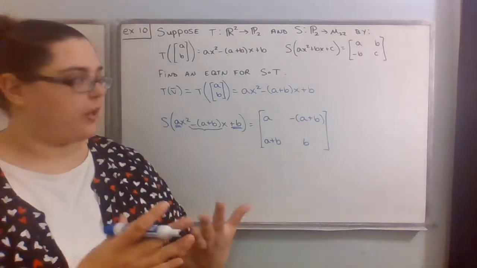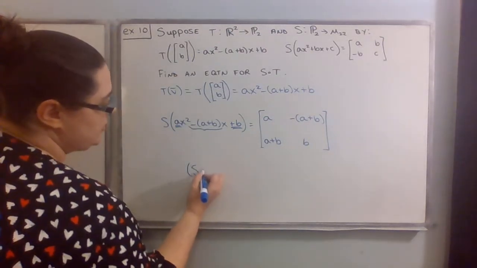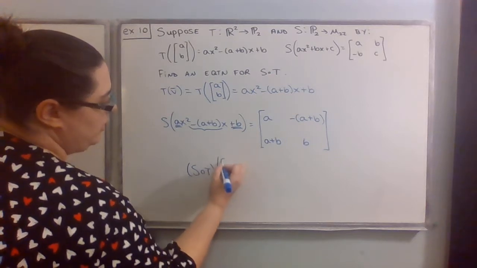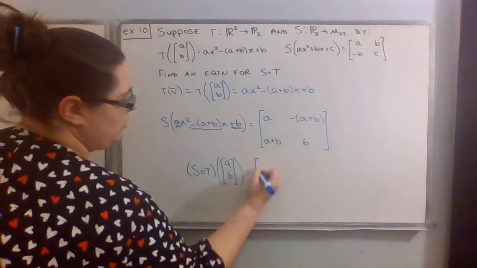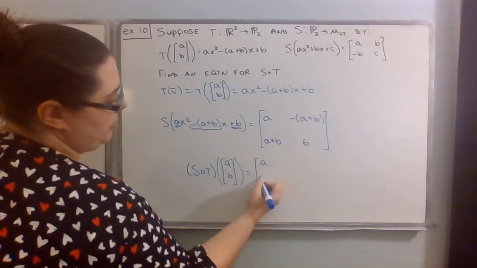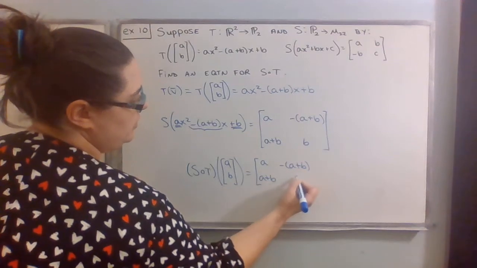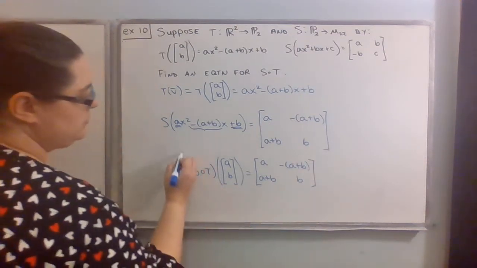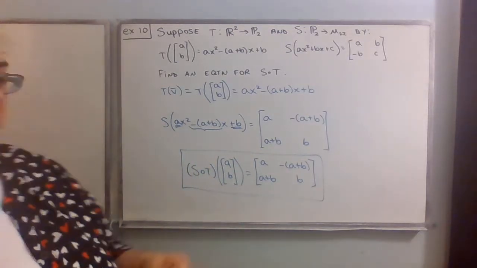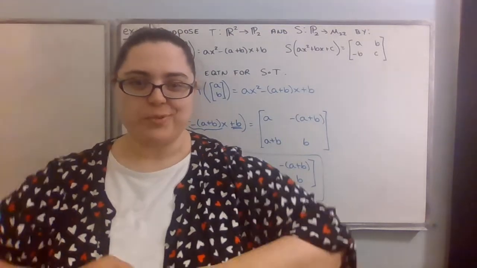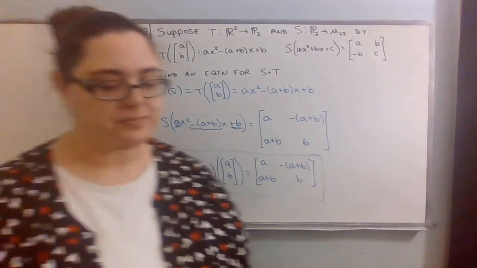So to wrap this all up and write an equation for S composed with T, we would have S composed with T of the vector (a, b) is going to equal the matrix with entries a, negative a plus b, a plus b, b. Ta-da! All right, there we go. So we just found another composition of functions.